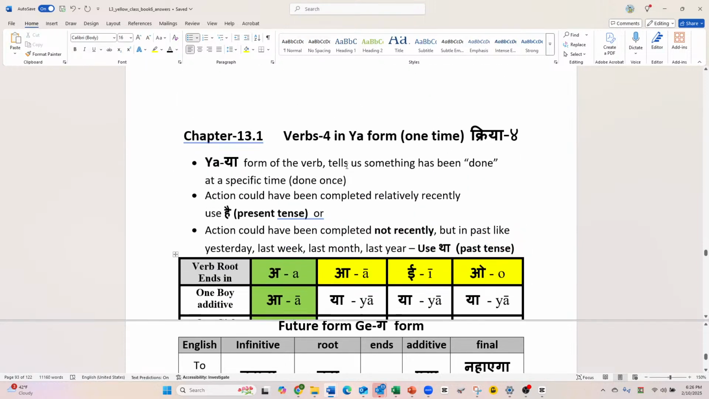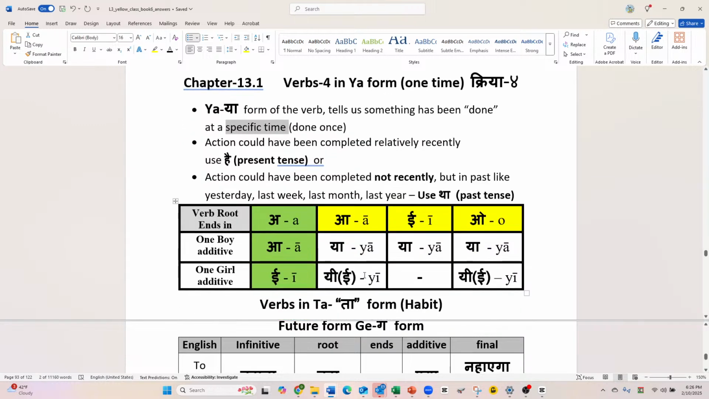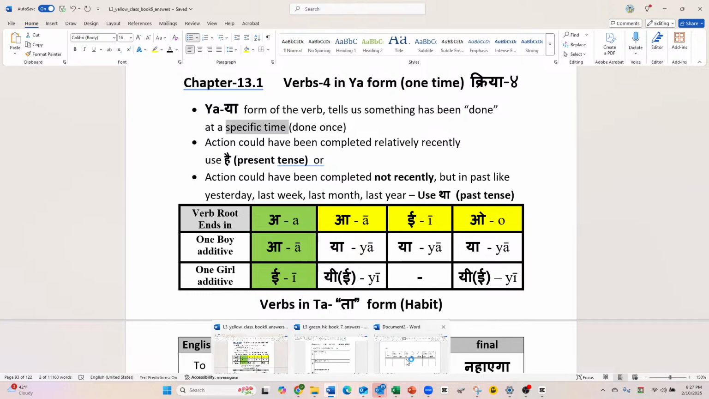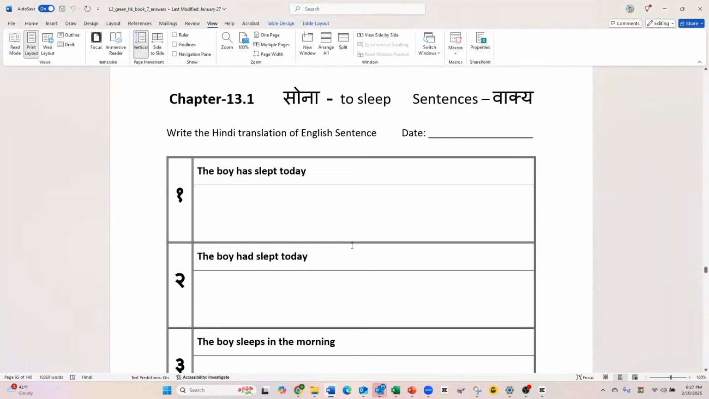As opposed to this, when you're talking about ya form, it is a specific time. The sentence will tell us the specific time when an action was done. Got it? So that is the big difference between ya form and ta form. And then there is future. So as we go through this, remember this, because I'll be asking you all questions. So coming back to the Green Book. Ishan, give me the first sentence in Hindi.